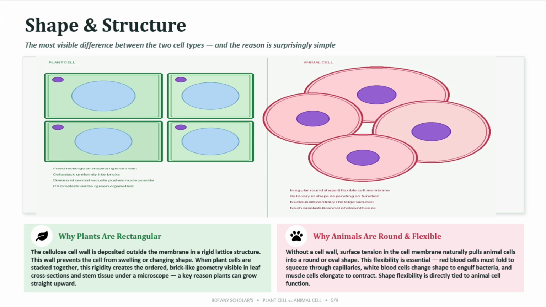And that flexibility isn't random, it's functional. Red blood cells fold to fit through capillaries, white blood cells morph to engulf bacteria, and muscle cells elongate to contract. Shape literally follows function.